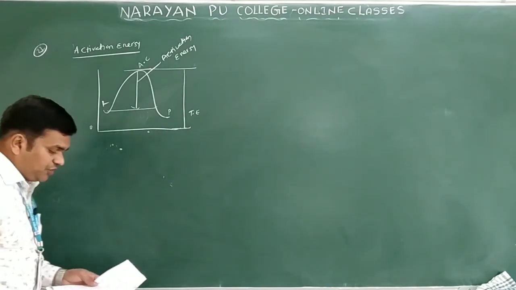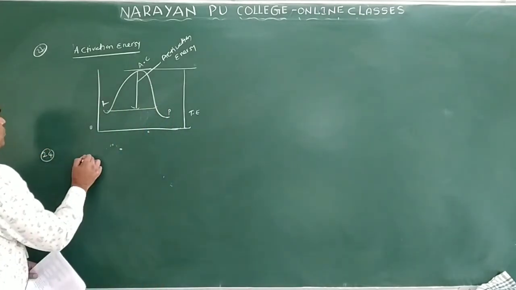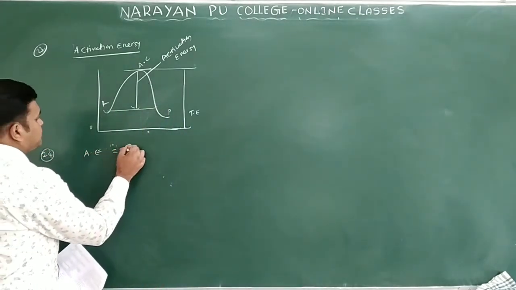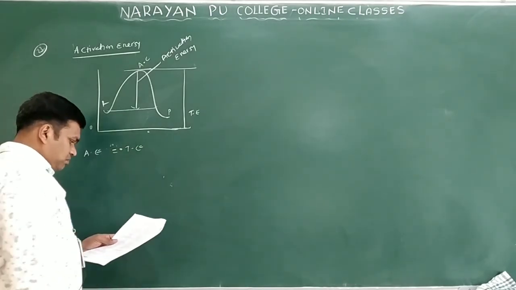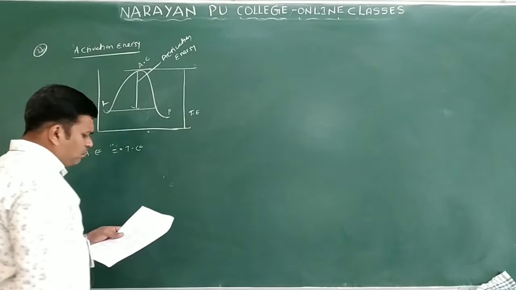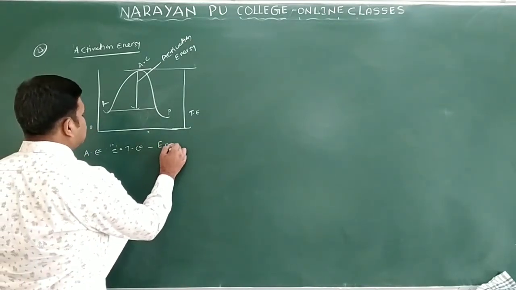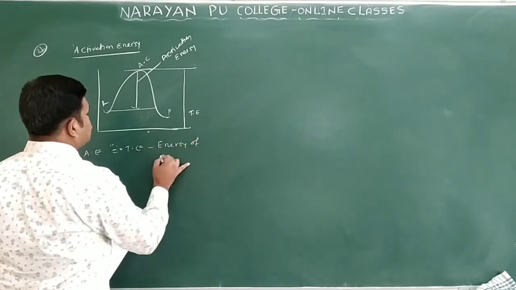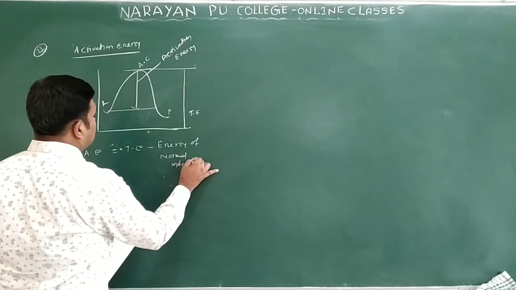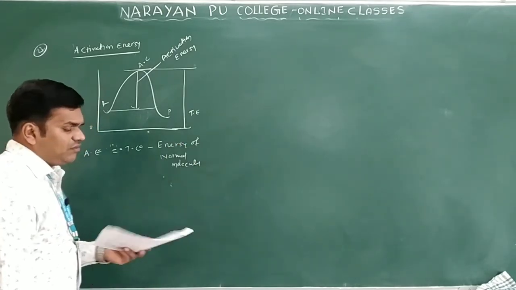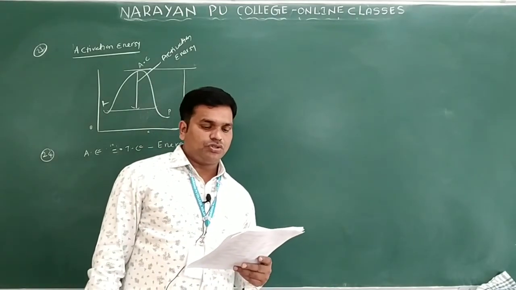Next, question number 24. The energy of activation, this formula is already given. Activation energy is equal to threshold energy minus the energy of the normal molecules, or you can say the average kinetic energy of the reactant molecules. Here A means activation energy and T means threshold energy. So we will take option 2 for this question.